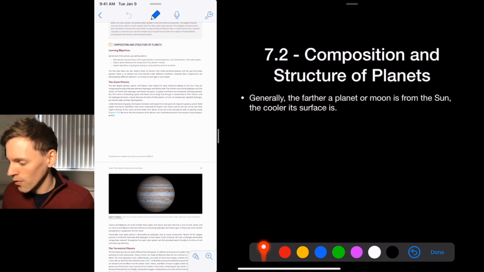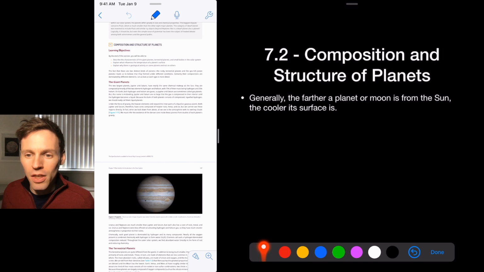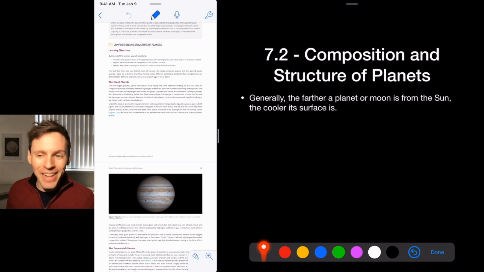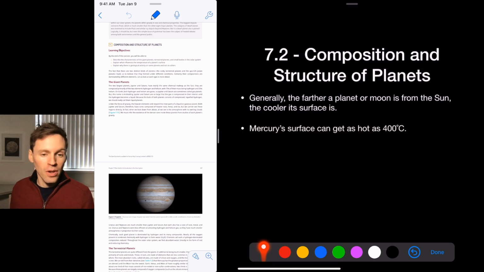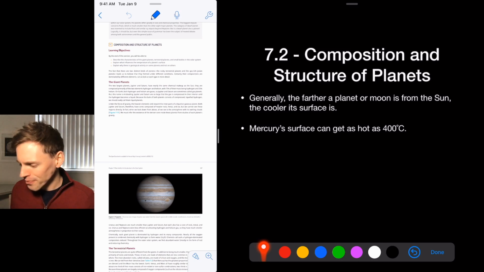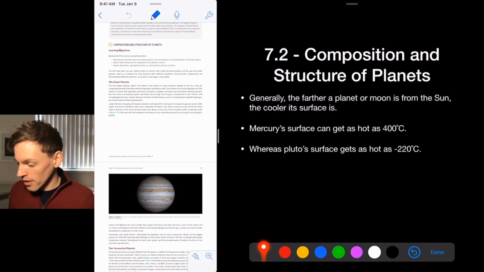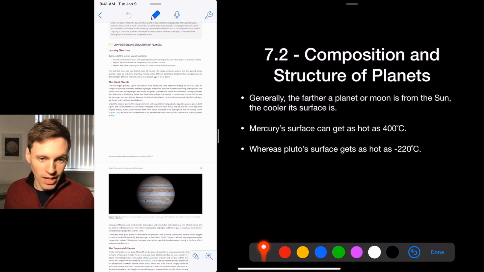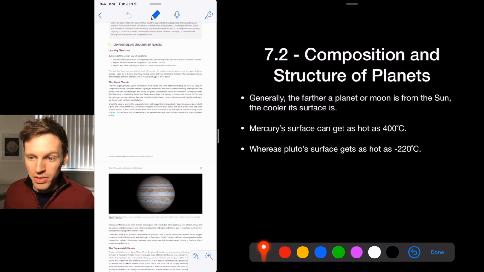Okay, so generally the farther a planet or a moon is from the sun, the cooler its surface, because the further away from the sun you are, the less light you get. For example, Mercury's surface can get as hot as 400 degrees Celsius when it's facing the sun. Pluto's surface, the highest temperature it reaches in the summer is minus 220 degrees Celsius.